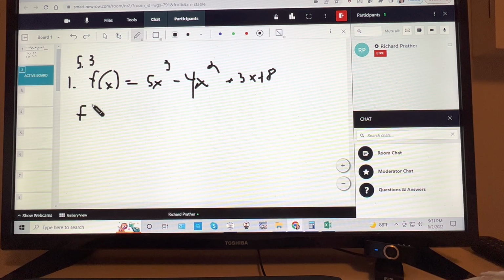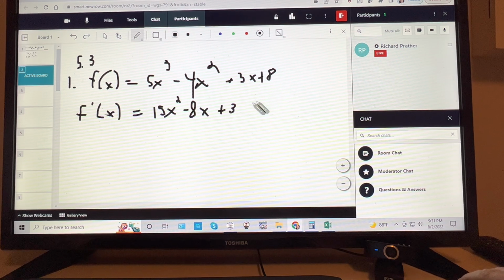So we do the first derivative with just term by term power rule. 3 times 5, 15. Decrease the exponent by 1, 2. Minus 4 times 2 is 8, x to the first power. The derivative of 3x is 3, and the derivative of 8 is nothing. This is the first derivative. If you take a derivative of a derivative, that's the second derivative.